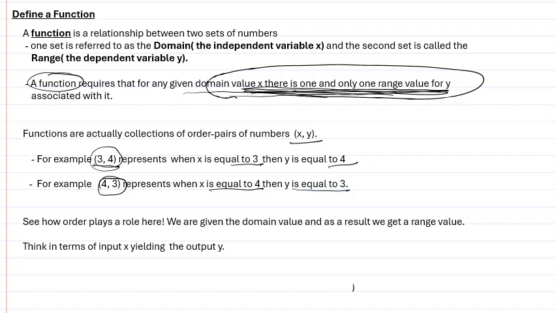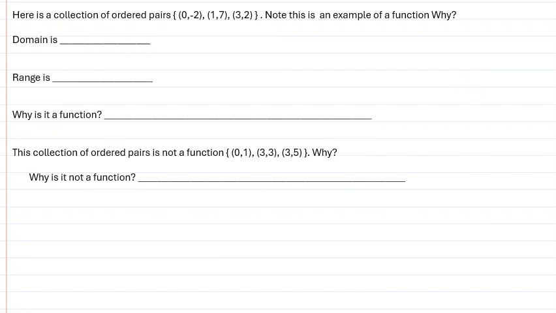But here we go, moving on. So here is a collection of ordered pairs. Don't worry about the curly braces. That's typically what you're going to see them in. But there's a pair of numbers, pair of numbers, pair of numbers. And this is an example of a function.